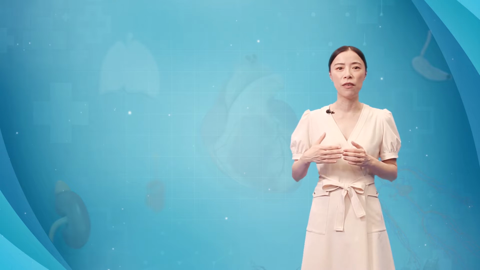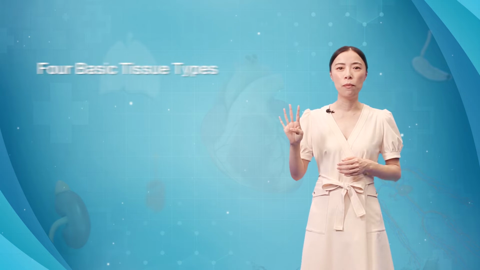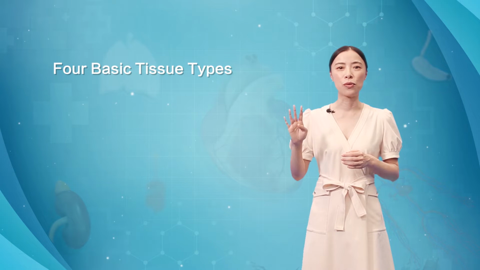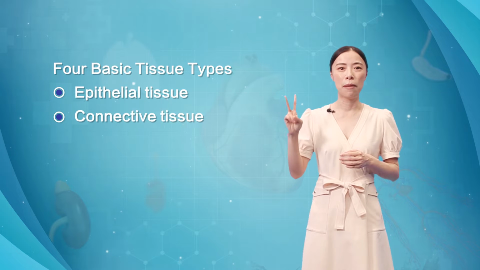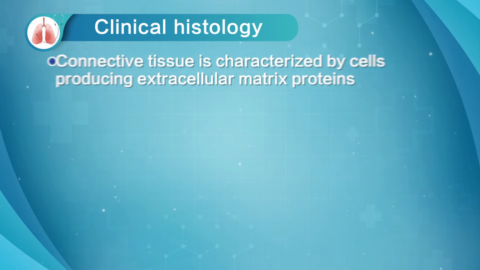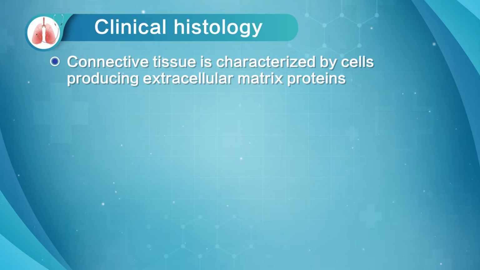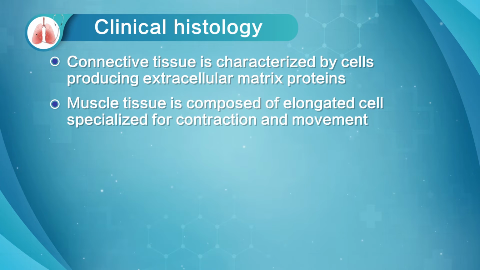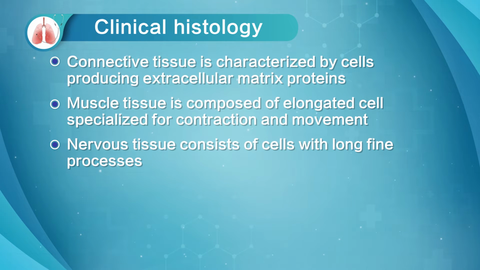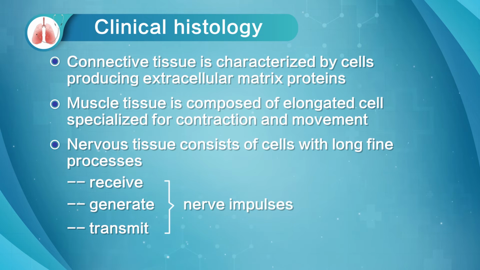Let's first review the previous contents. There are 4 basic tissues in our body, including epithelial, connective, muscular, and nervous tissues. Connective tissue is characterized by cells producing extracellular proteins, for example, collagen and fibronectin. Muscle tissue is composed of elongated cells specialized for contraction and movement. And nervous tissue consists of cells with long processes specialized to receive, generate, and transmit nerve impulses.